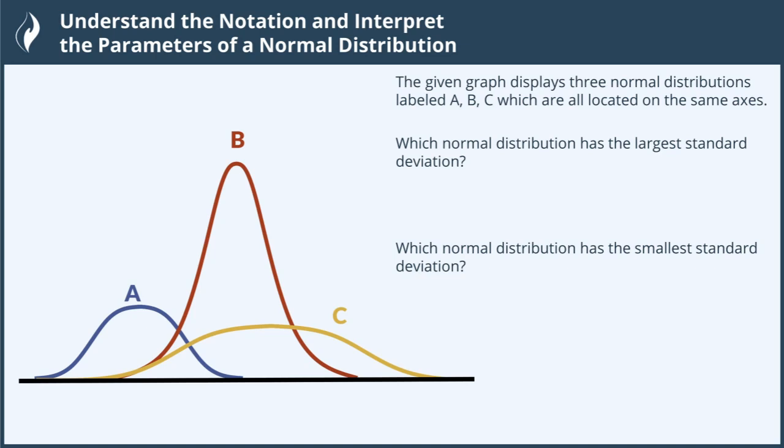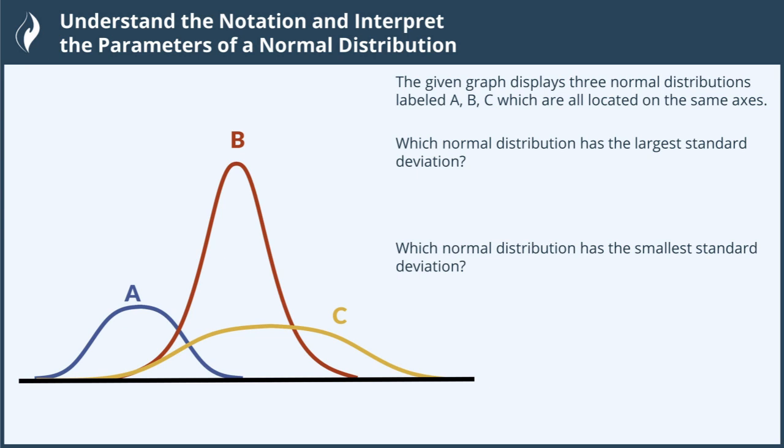So this is a nice, easy question. You have three graphs here, and they're all normally distributed, because they all have that symmetric bell-shaped curve. You know, some of them are wider than others, some of them are higher than others.